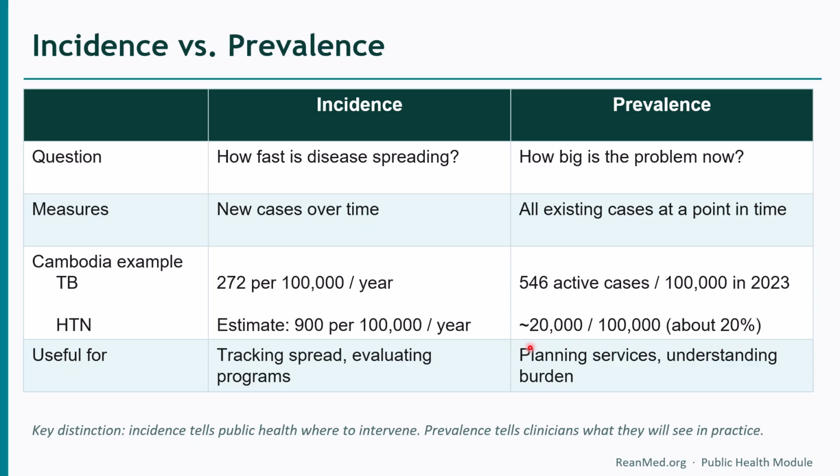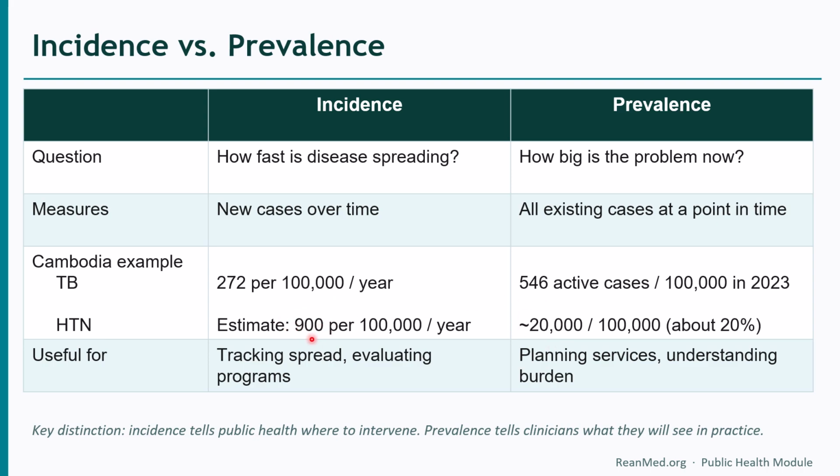So the estimated prevalence of high blood pressure in Cambodia is 20,000 people for every 100,000 adults. So about 20%. And I wanted to point out something that is useful here. You can see that the prevalence of hypertension, the number is a lot bigger than the incidence.